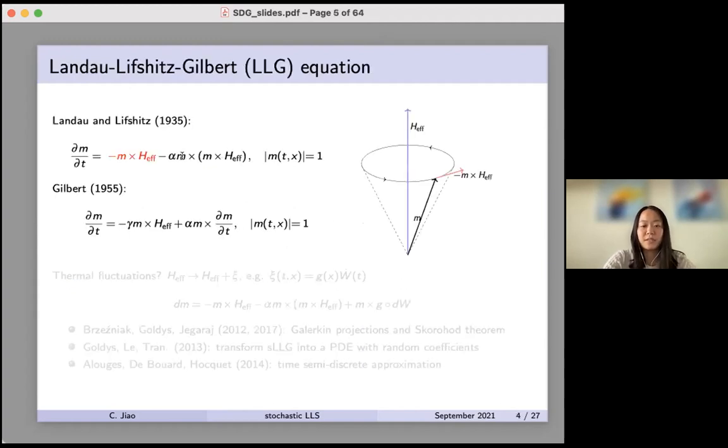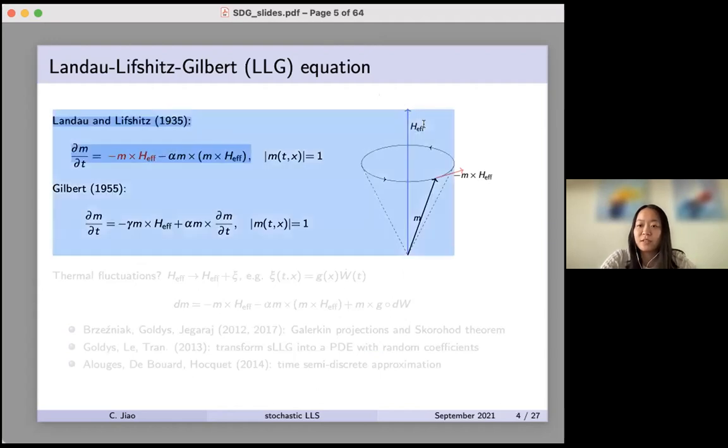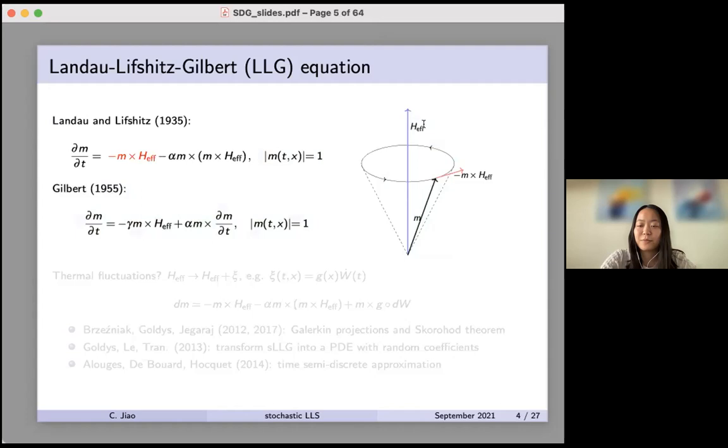Landau and Lifshitz modeled the dynamics of these m vectors in their 1935 paper. We give a very brief illustration on the side to try to explain the terms in the equation. Let the blue vector denote the H effective field, and let the black vector denote the magnetization, or for the ease of interpretation, the magnetic moment of a single electron.